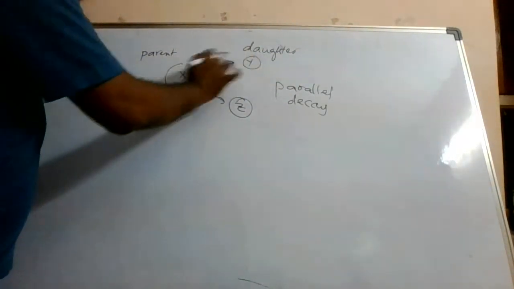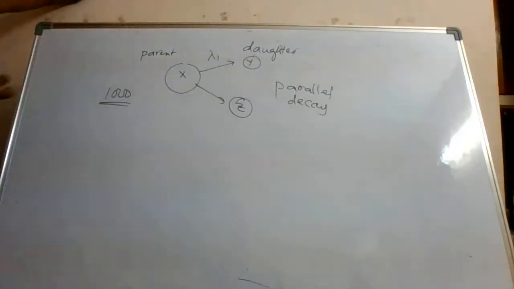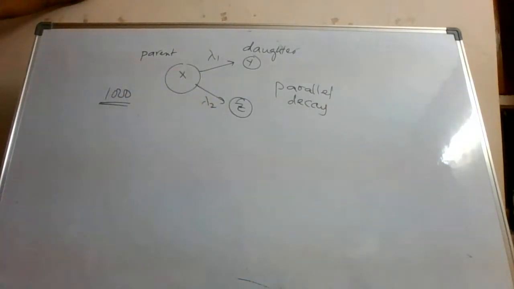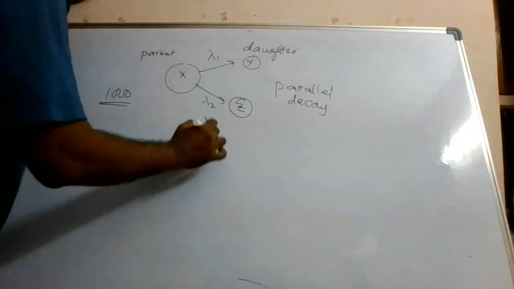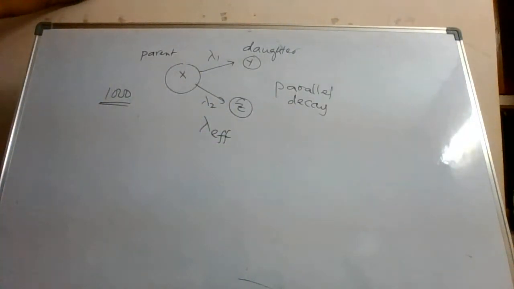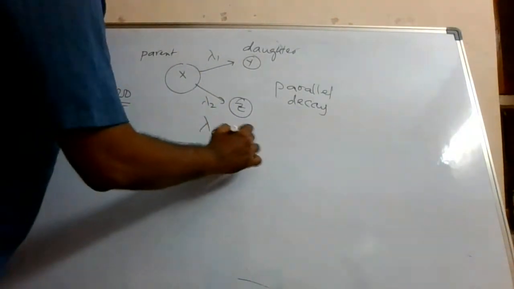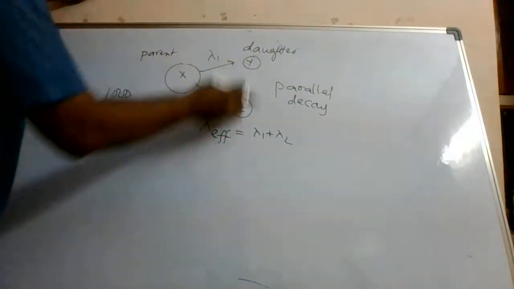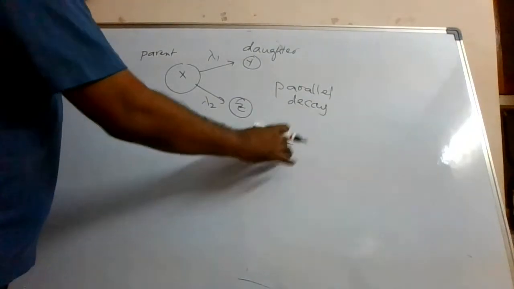Now here, this process can have a decay constant of lambda 1 and this can have a decay constant of lambda 2. So here what we do is we calculate the effective decay constant. It is given by lambda 1 plus lambda 2. Suppose another 3, 4 are happening, then lambda 1 plus lambda 2 plus lambda 3 plus lambda 4, like that.